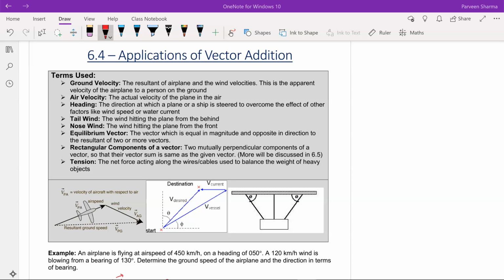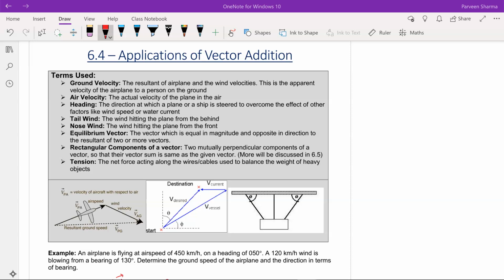Some of the commonly used terms is called the ground velocity. Normally the air traffic controller sees the speed of the plane and the direction of the plane. That's the ground velocity. So for example, a plane is flying in the east direction and there's a wind coming from a different direction. The plane will shift its direction. The pilot is still flying in the east direction, but because of the wind, the direction is probably changed to the north a little bit, or maybe a little bit south. So what the air traffic controller sees, that's called the ground velocity, meaning the velocity of the plane with respect to ground.